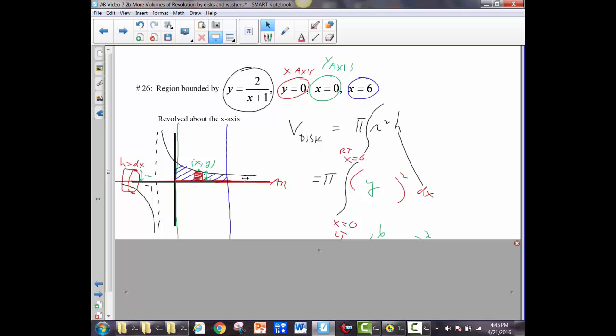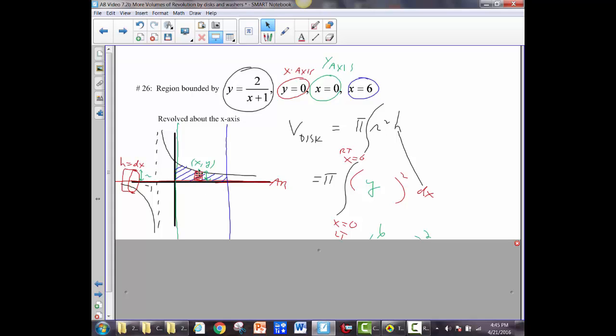Anyway, so you get this graph, and it's bounded by the x-axis, the y-axis, and the line x equals 6. So we're talking about this blue shaded region right here. We're going to take that shaded region and revolve it about the x-axis. The x-axis is one of the borders. We will get a disk, pi r squared h.